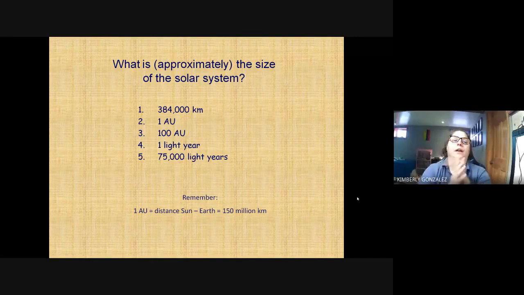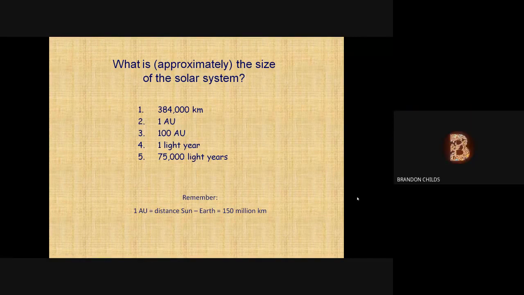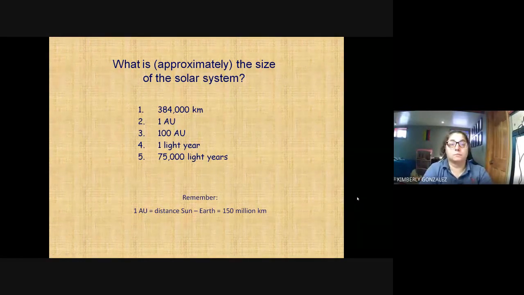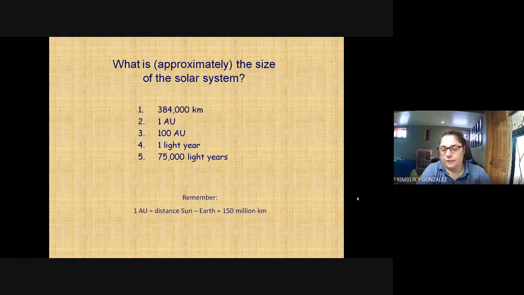Okay, so let's figure it out. At the bottom here, it says 1 astronomical unit is the distance of the sun to the earth, which is about 150 million kilometers. The entire size of the solar system is not 150 million kilometers. Here's a hint: the Earth is the third rock from the sun, the third planet from the sun.